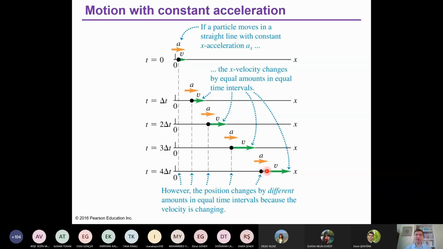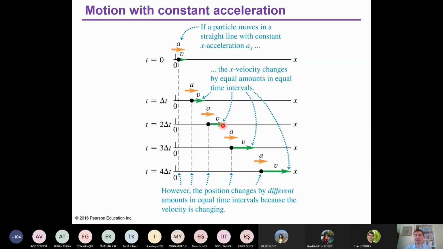And within the same time intervals, the displacement is different. This was the initial position of the particle, and now after delta t time, this is the second position of the particle. After another delta t time, this is the third position of the particle, this is the fourth position of the particle, and this is the fifth position of the particle. So what do you see here? We have different displacement in the same time interval due to the acceleration.